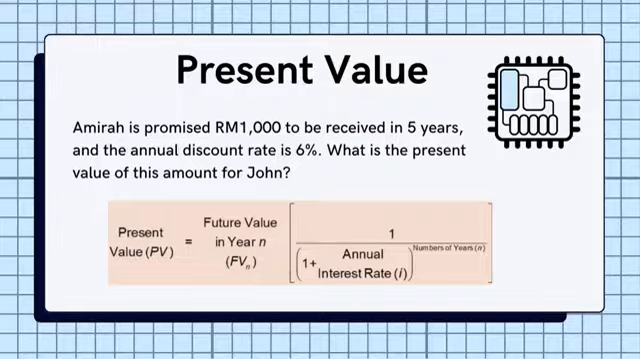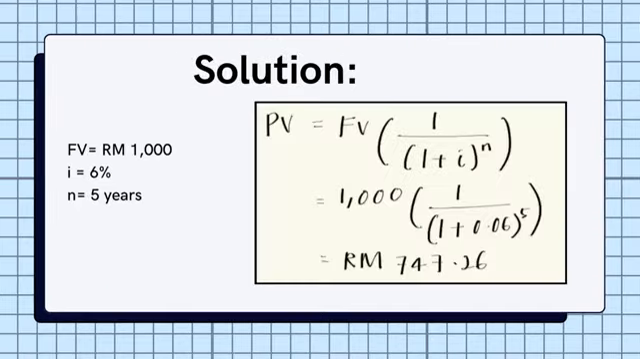So this is the example for present value. Amira is promised 1,000 ringgit to be received in 5 years, and the annual discount rate is 6%. What is the present value of this amount for John? So to answer this question, we will use the formula PV equals FV times 1 over (1 plus i) to the power of n. So we know that the future value is 1,000 ringgit, i is equal to 6% and n is 5 years. We will get the answer 747 ringgit and 26 cents.